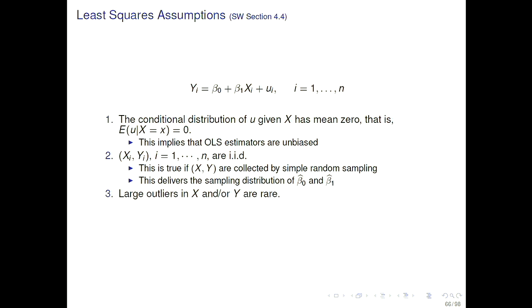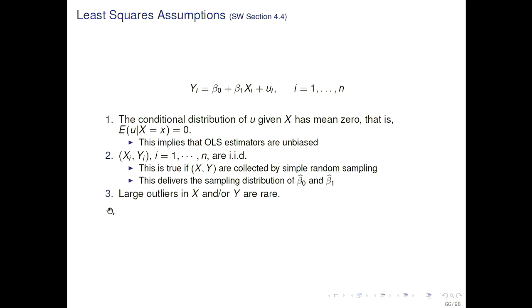Under some situations, this assumption is not satisfied. For example, if you have time series data, then I indexes time. For some I, it's 2019, and then I plus 1 is going to be 2020, and I minus 1 is going to be 2018. So many variables are serially correlated in this case. GDP this year is highly correlated with the GDP last year. So when you have time series data, this second assumption is not satisfied.